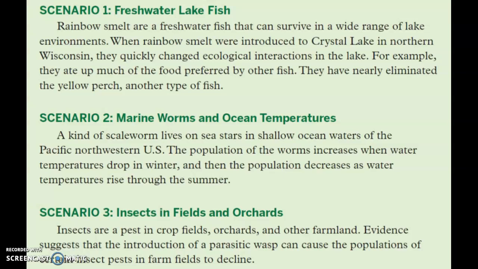Scenario 3. Insects in fields and orchards. Insects are a pest in crop fields, orchards, and other farmland. Evidence suggests that the introduction of a parasitic wasp can cause the populations of certain insect pests in farm fields to decline. Once again, which graph matches up with that? And what pattern do you observe?